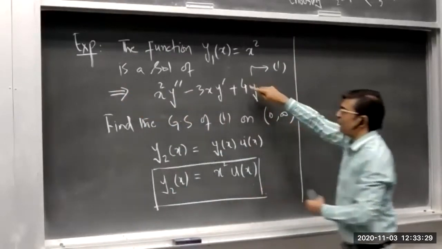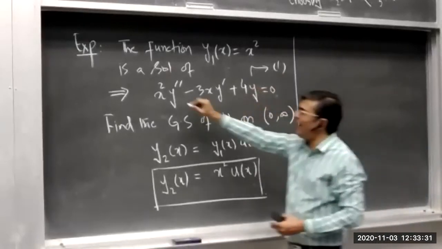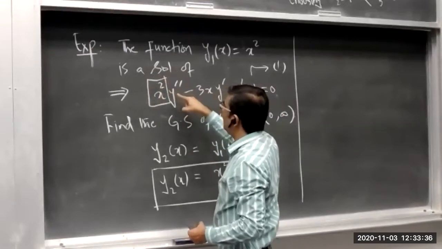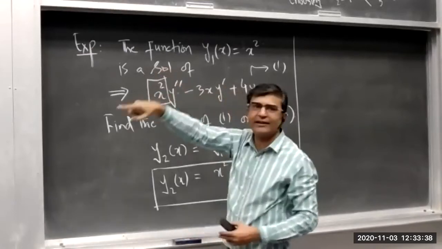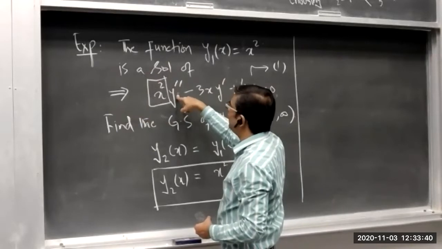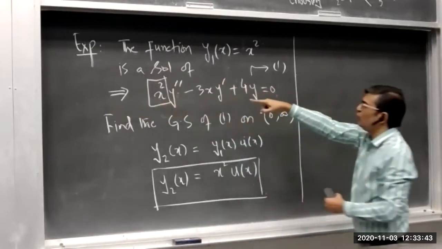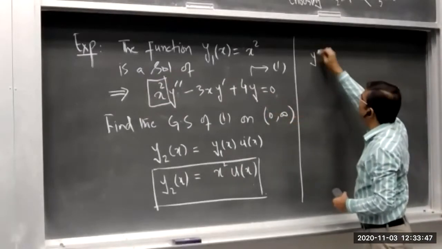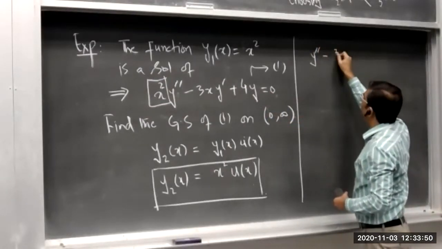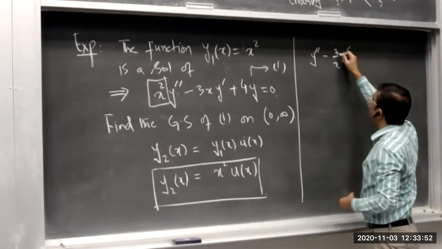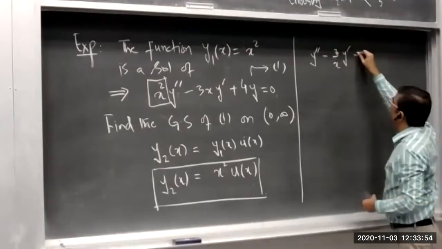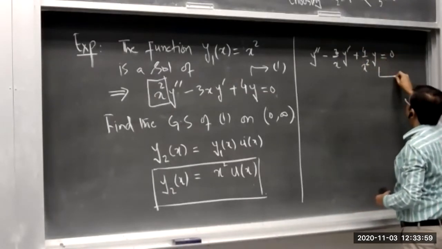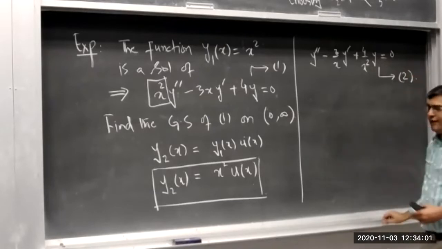First, you need to convert this equation into standard form by dividing both sides of this equation with the coefficient of y double dash. Because in the standard form, the coefficient of y double dash should be 1. So we need to divide here by x square. So x square se divide kar dein. What do you get here? Minus 3 by x y dash plus 4 by x square y equal to 0. Now this is your equation in standard form.